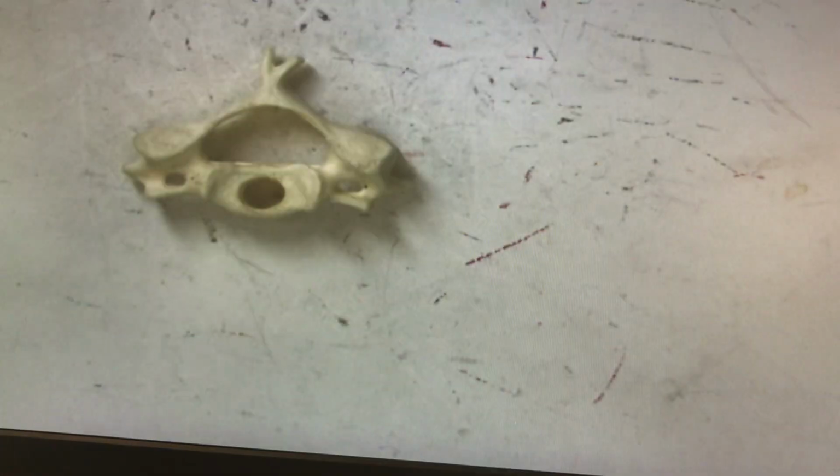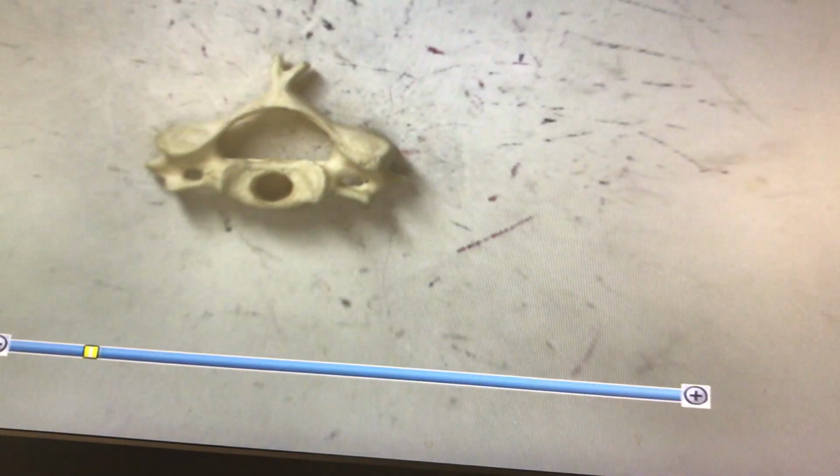Now, let's take a look at our typical vertebrae right here. This is our typical cervical vertebrae. Take a look at how small it is. Pretty small, right? What else do we see in a typical vertebrae right here? Right? Well, here's a cervical vertebrae. That's a very typical cervical vertebrae.